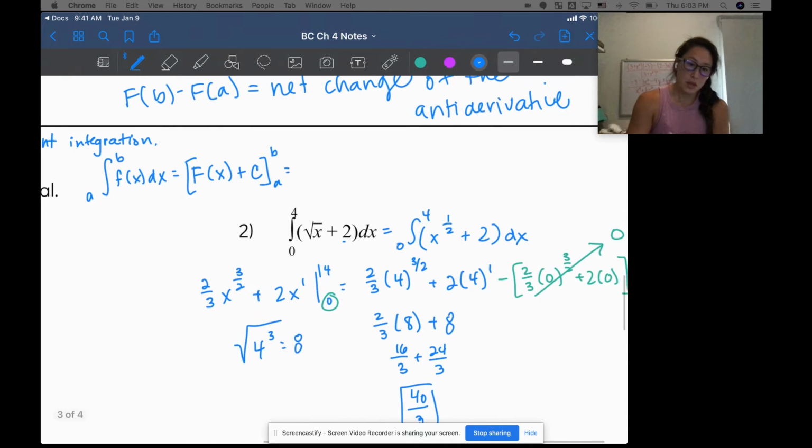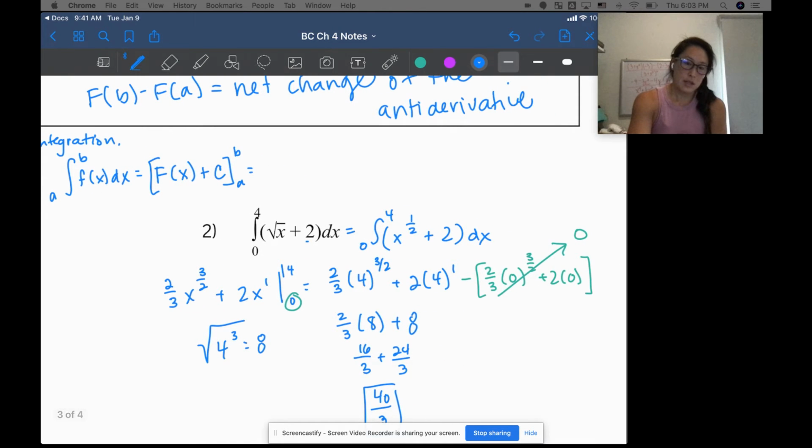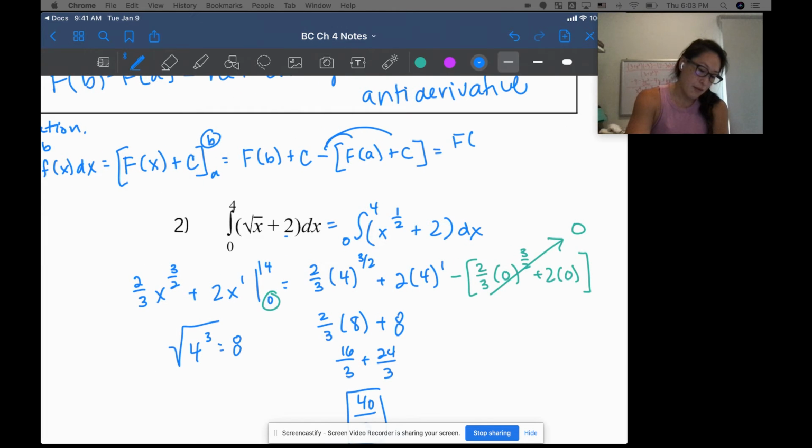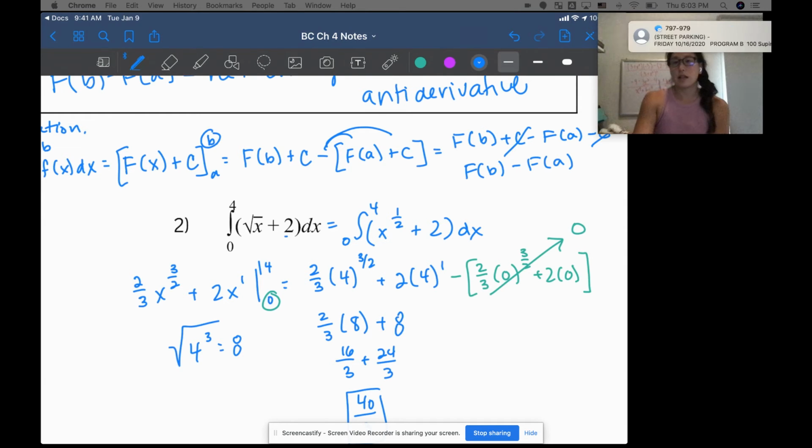Okay, so then I'm going to say that I need to substitute in b for x and then subtract out f of a. So I do f of b plus c minus f of a plus c, distribute, and we get f of b plus c minus f of a minus c. The c's cancel, leaving us f of b minus f of a. That's why we don't need that constant of integration: it cancels itself out.